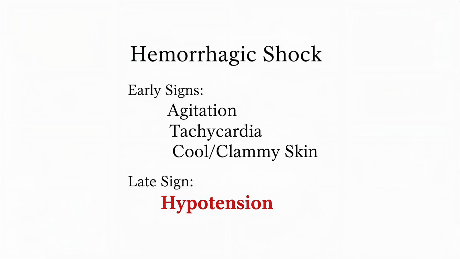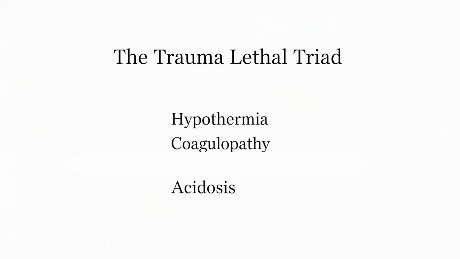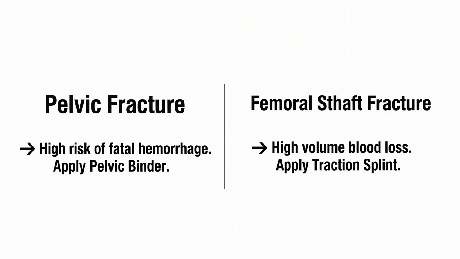In shock and bleeding, always assume a trauma patient with cool skin and tachycardia has hemorrhagic shock. The trauma lethal triad is a deadly combination of hypothermia, coagulopathy, impaired blood clotting, and acidosis. For musculoskeletal trauma, a pelvic fracture is a potentially fatal injury due to massive internal bleeding. You must apply a pelvic binder.